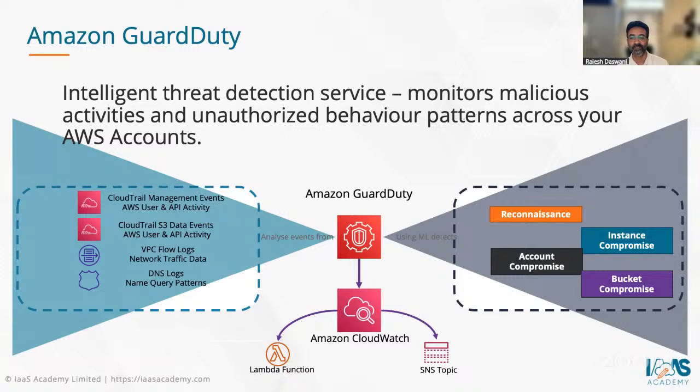So Amazon GuardDuty is an intelligent threat detection service that allows you to monitor malicious activity and unauthorized behavior, detect various compromises that might happen in your AWS account, and then take action against them, integrating with CloudWatch to call Lambda functions or run SNS to send out alerts, etc. So just remember, intelligent threat detection service, GuardDuty.